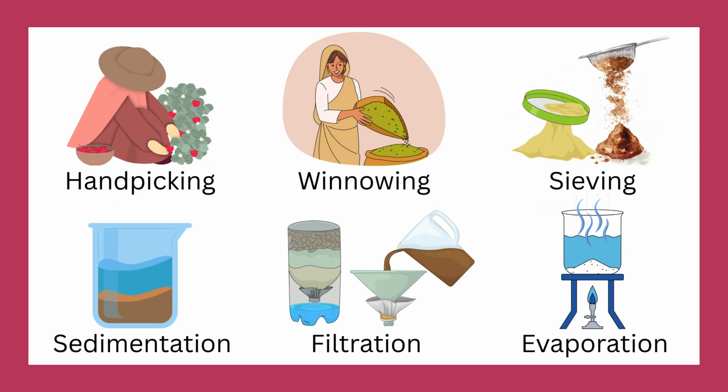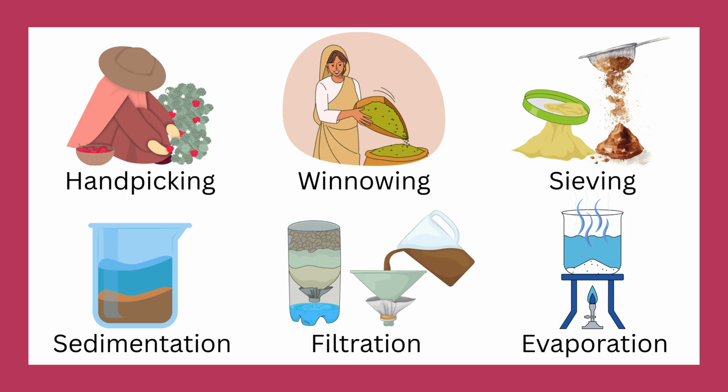How to separate things. Sometimes things get mixed up and we need to separate them. Here are some ways to do that. Hand picking. If there are small stones mixed with rice, you can just use your hand to pick the stones out. Winnowing. A farmer uses the wind to separate the light husk from the heavier grains of wheat. The wind blows the husk away.